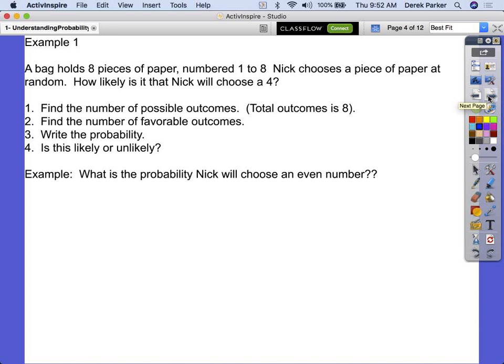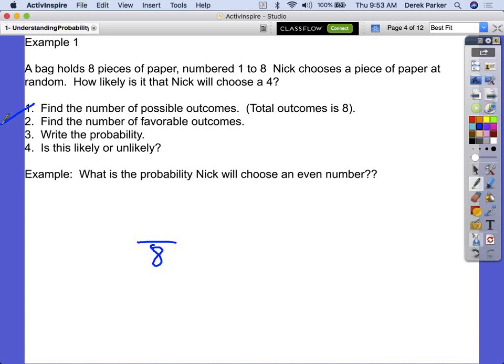Example 1. Okay, here's an example of probability. A bag holds 8 pieces of paper numbered 1 to 8. Nick chooses a piece of paper at random. How likely is it that Nick will choose a 4? Okay, so your first step when dealing with probability problems is, step 1, find the number of possible outcomes. So in this case, your number of possible outcomes is 8. So that is your denominator. Your denominator is 8. Okay, step 1, done.